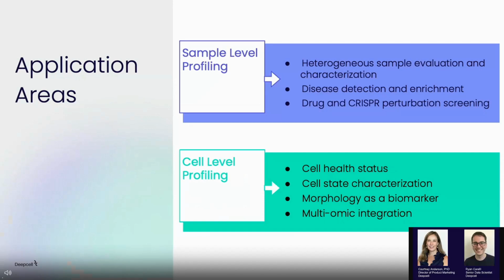These areas can be bucketed into two broad categories: sample level profiling, which some examples include heterogeneous sample evaluation and characterization, disease detection and enrichment, and drug and CRISPR perturbation screening, and also the cell level profiling, including cell health status, cell state characterization, morphology as a biomarker, and integration with multiomics. And I'm now going to turn the talk over to my colleague, Ryan, to highlight a few examples from each of these categories.